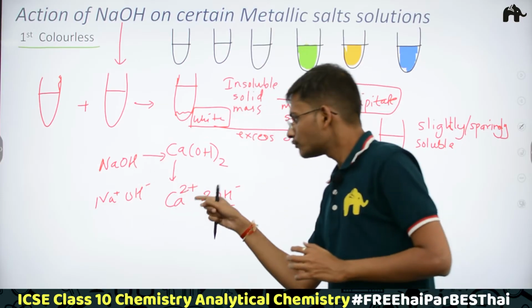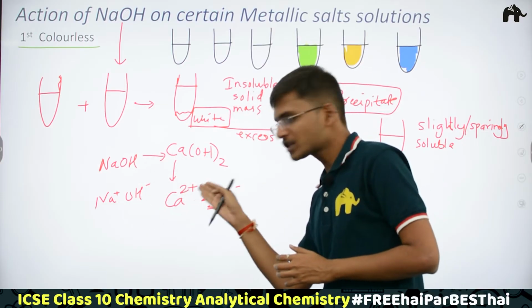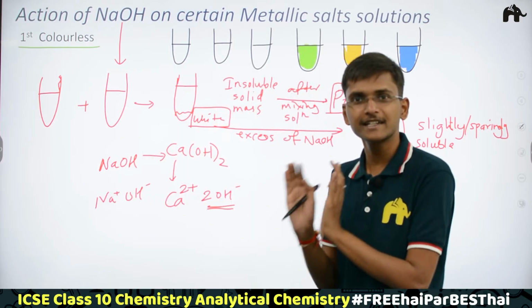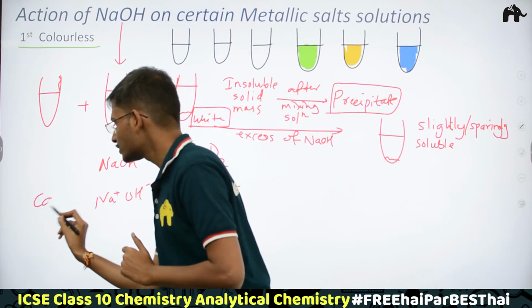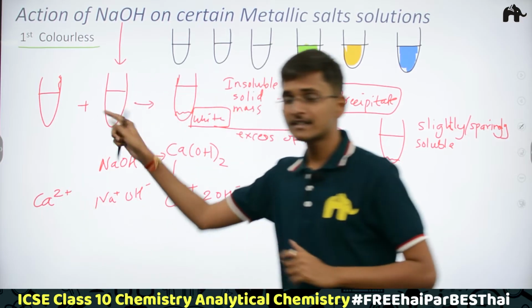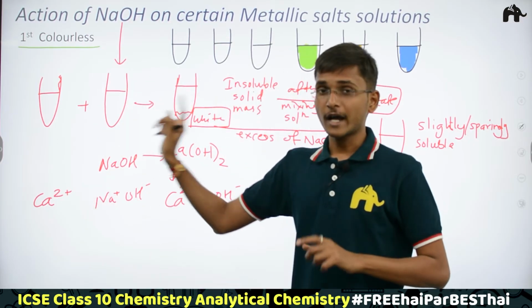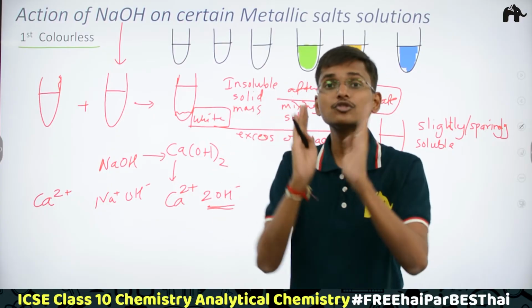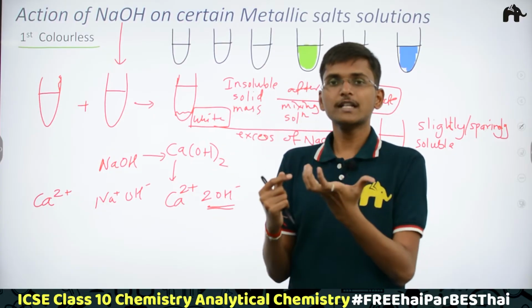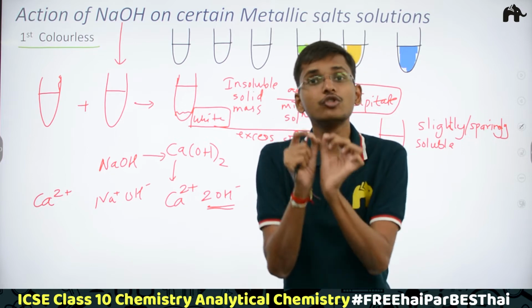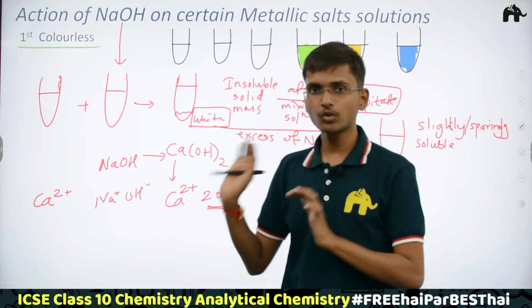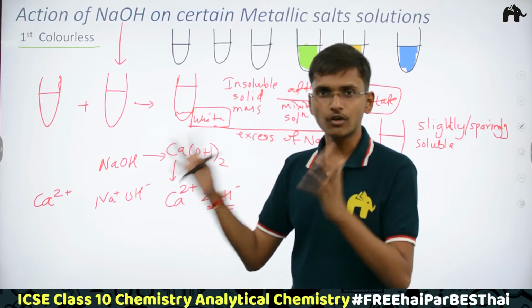But now, where is this calcium 2 plus ion coming from? This calcium 2 plus ion must be coming from this solution. Exactly, we figured it out. So this means that we know this is a metallic salt solution. And which metallic salt solution? That particular metallic salt solution which is soluble, meaning the metallic salt which is soluble in water. Such a metallic salt solution is there.